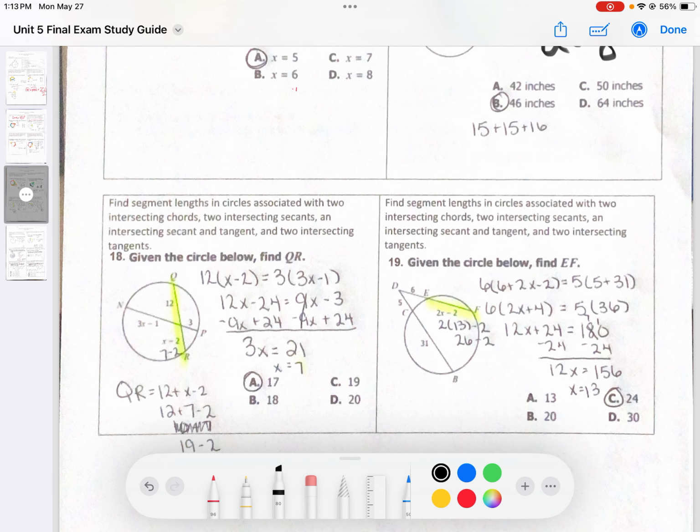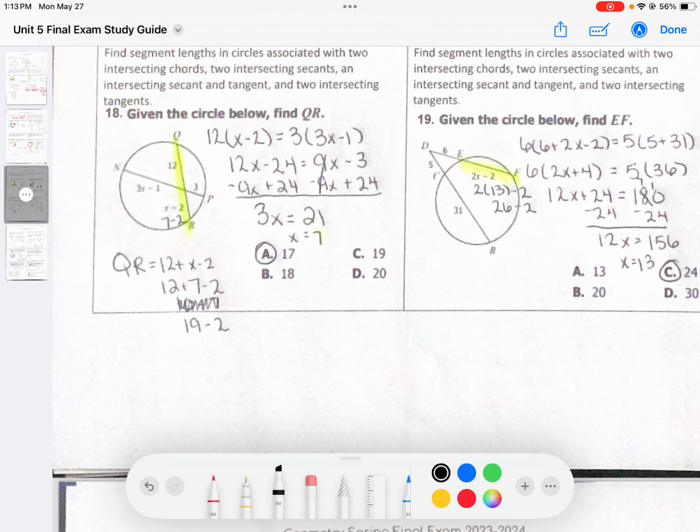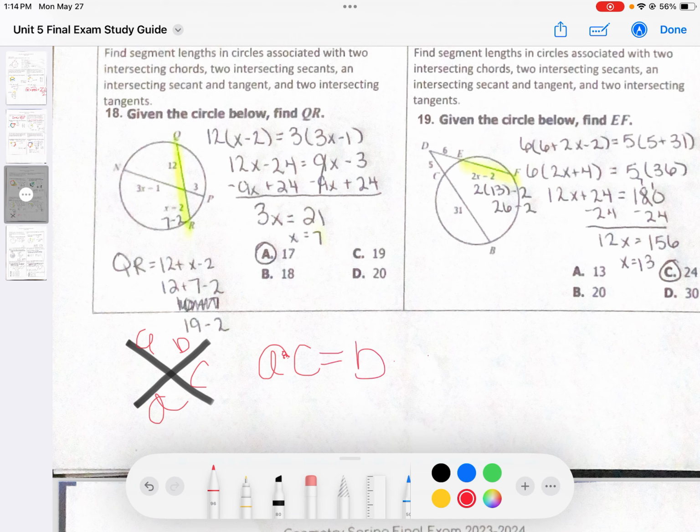So this is two intersecting chords. Number 18. The formula there is that if you have two chords... I wish I could write better; this stylus is not helping me write. The formula is A times C equals B times D. So you multiply the segments of one chord, equal to the segments of the other chord multiplied. So 12 times x minus 2 belongs to the same chord, equals 3 times 3x minus 1, which belongs to the same chord. You have QR and NP. Those are two separate chords.